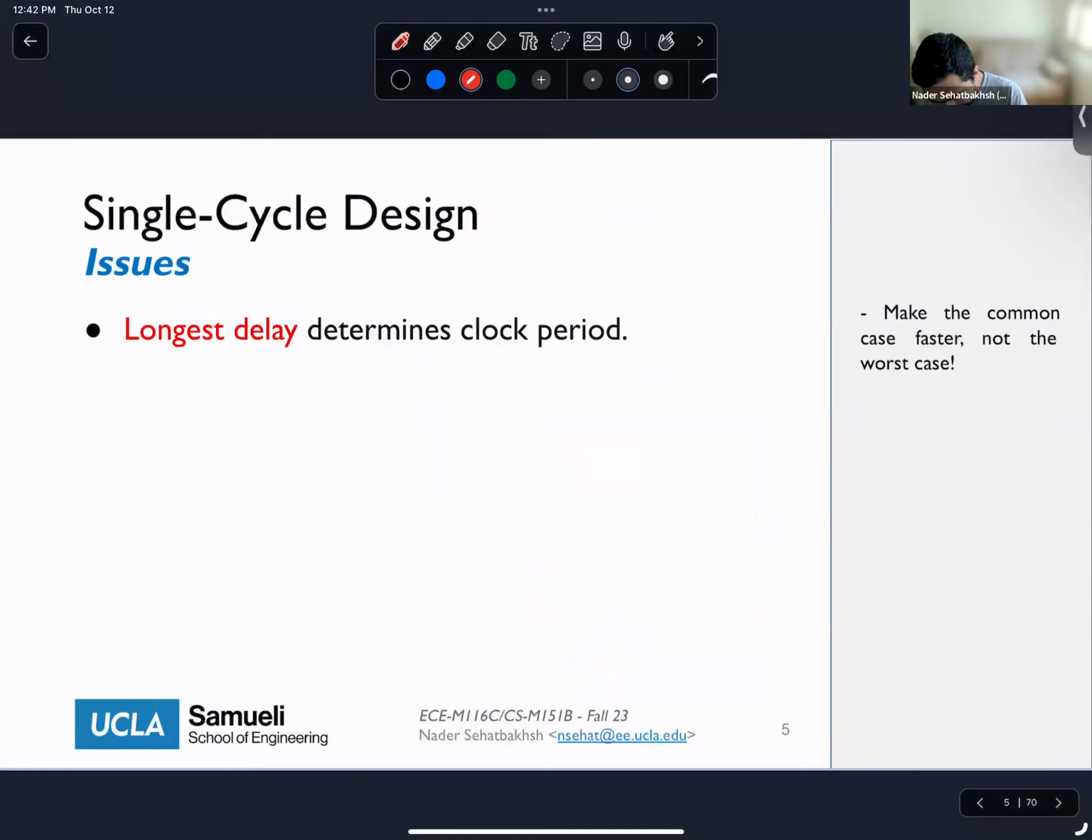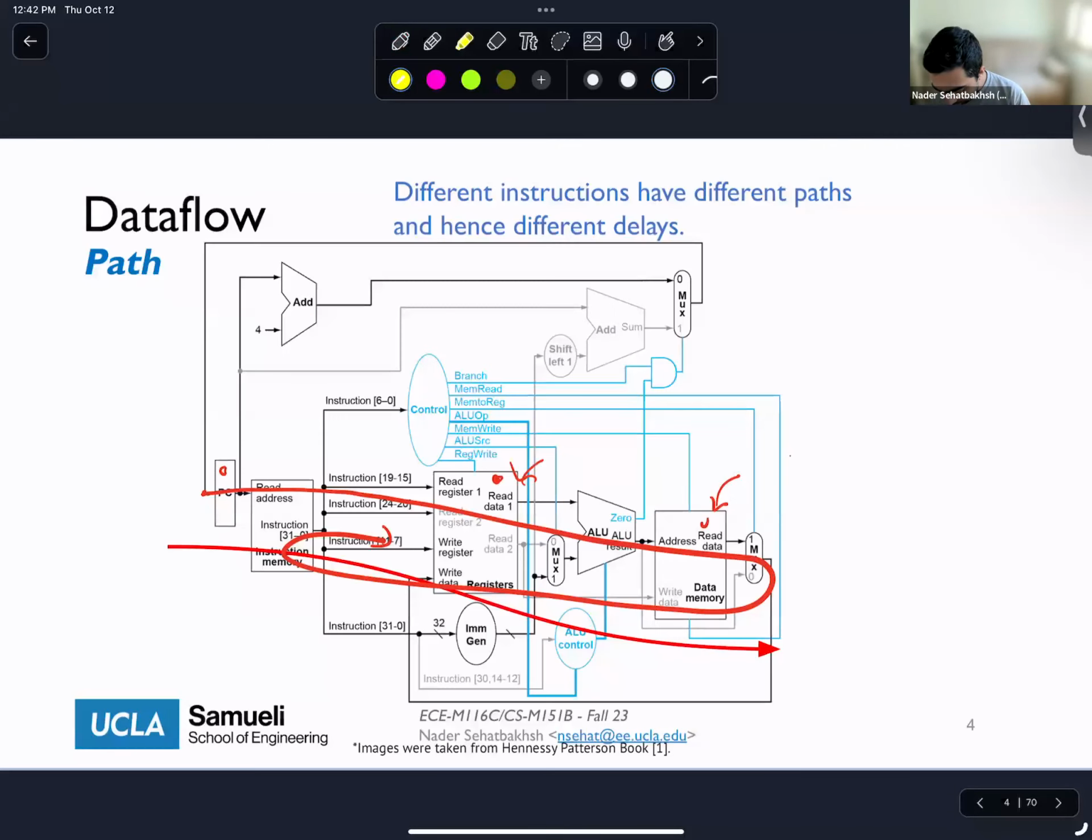So basically, what will happen is the longest delay determines the clock period, right? That's really the problem with a single cycle. Why the longest? The reason is that in digital design, we always want to have exactly the same clocks, okay? So the period of the clock is not something dynamic. It's always the same. It's always 1 gigahertz, 2 gigahertz, 4 gigahertz, and so on.